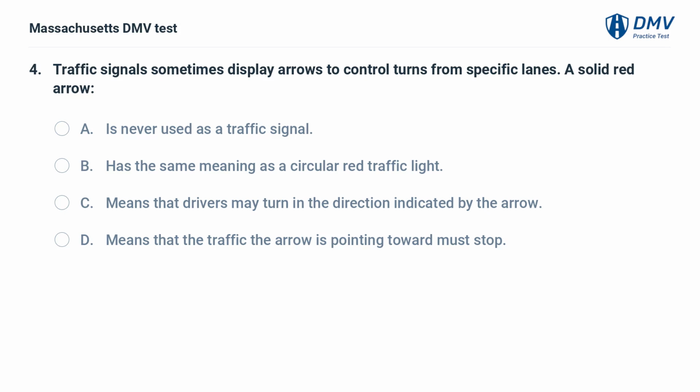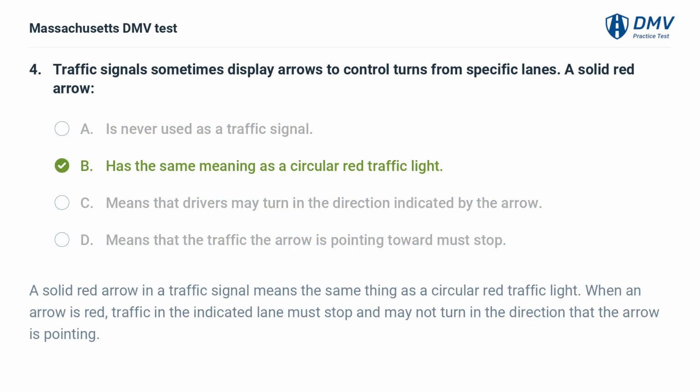Traffic signals sometimes display arrows to control turns from specific lanes. A solid red arrow: A, is never used as a traffic signal. B, has the same meaning as a circular red traffic light. C, means that drivers may turn in the direction indicated by the arrow. D, means that the traffic the arrow is pointing toward must stop.